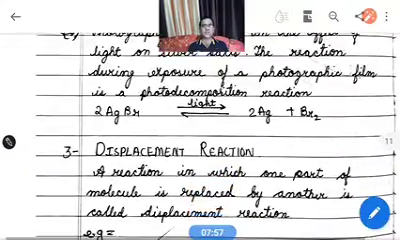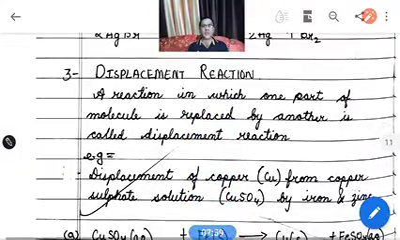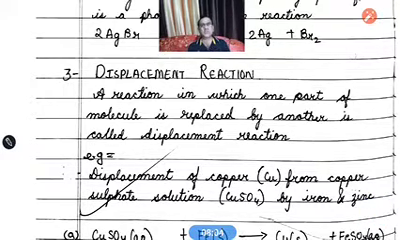Third type of reaction is called displacement reaction. And displacement reaction is very simple. In the displacement reaction, what happens? One more reactive element displaces a less reactive element from its salt solution. You can understand better with the help of this example.